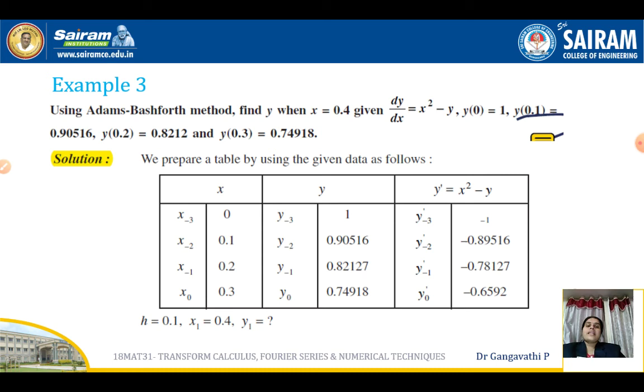So look at another example. Here dy by dx is x square minus y. y of 0 is 1, y of 0.1 is this, y of 0.2 is this, y of 0.3 is this, and x is equal to 0.4. X values, y values and y dash values need to be evaluated and tabulated. h is 0.1 and x1 is 0.4, where we need to find the value of y1.